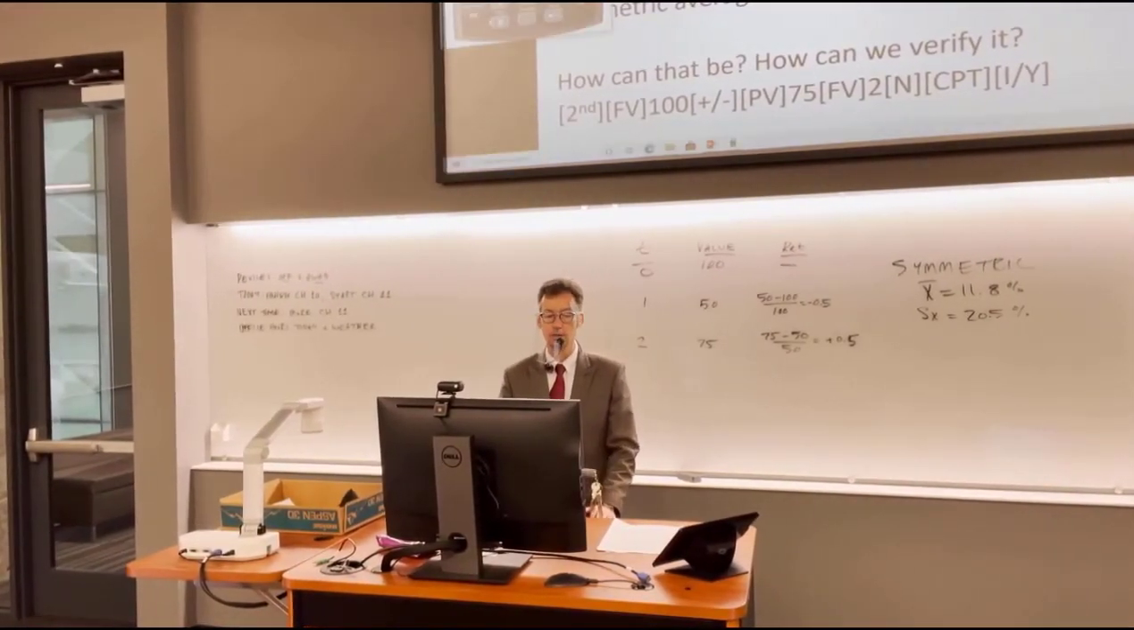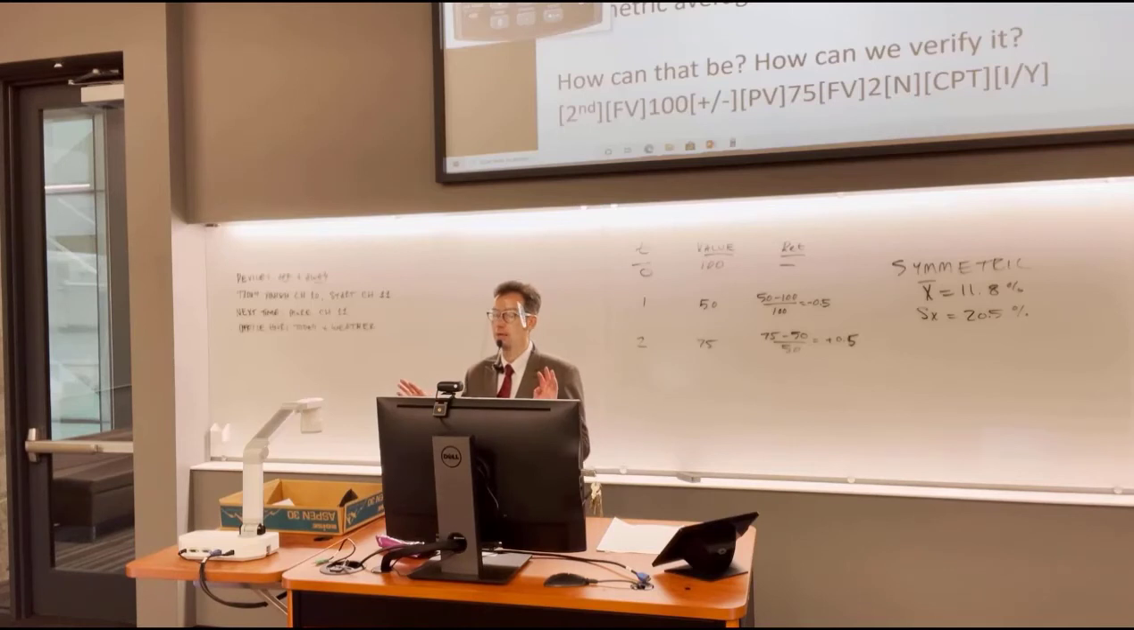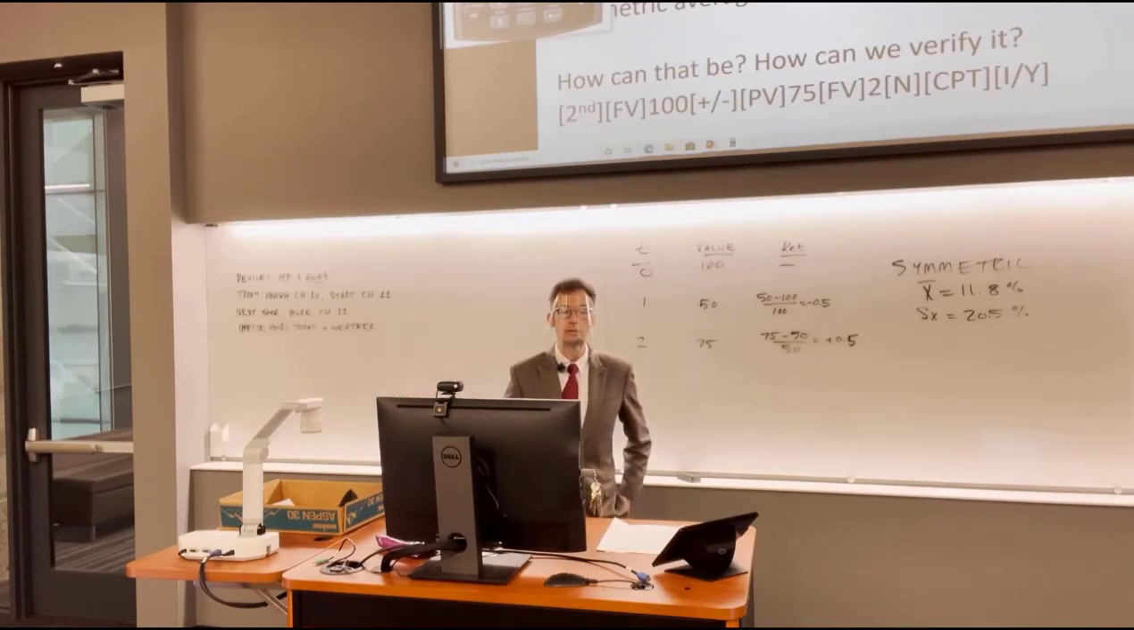Okay, so let's go ahead and do the geometric average, and we're going to use our calculator to do this, so get your calculator out. So 1 plus R1 would be 1 plus 0.5 negative equals. So it's a positive 0.5. Then I'm going to multiply by open parentheses 1 plus 0.5 close parentheses equals. So 1 plus R1 times 1 plus R2 is 0.75.